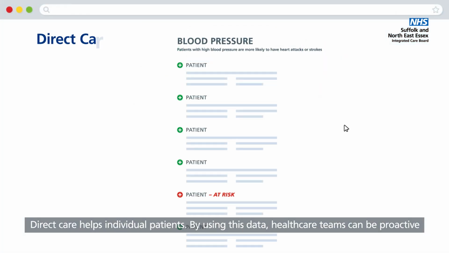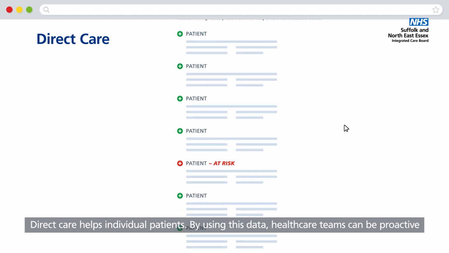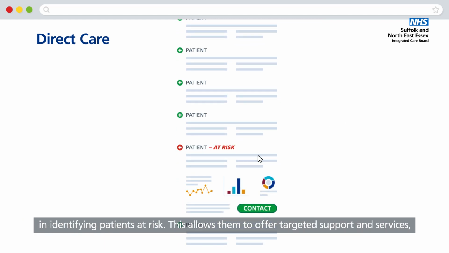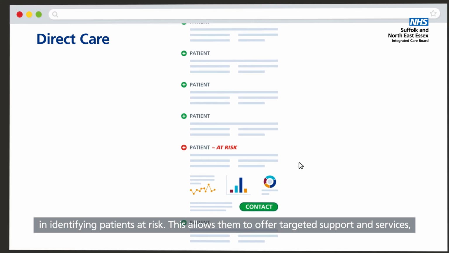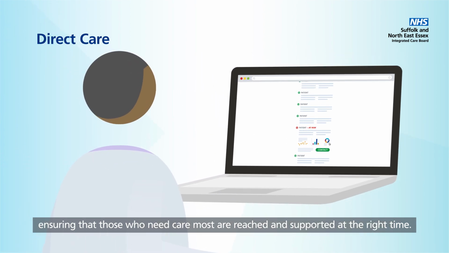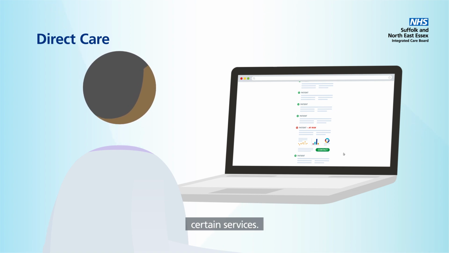Direct care helps individual patients. By using this data, healthcare teams can be proactive in identifying patients at risk. This allows them to offer targeted support and services, ensuring that those who need care most are reached and supported at the right time. Healthcare professionals may request data to contact patients who could benefit from certain services.